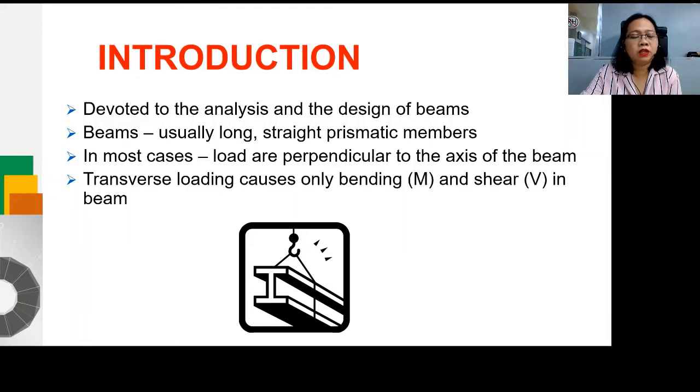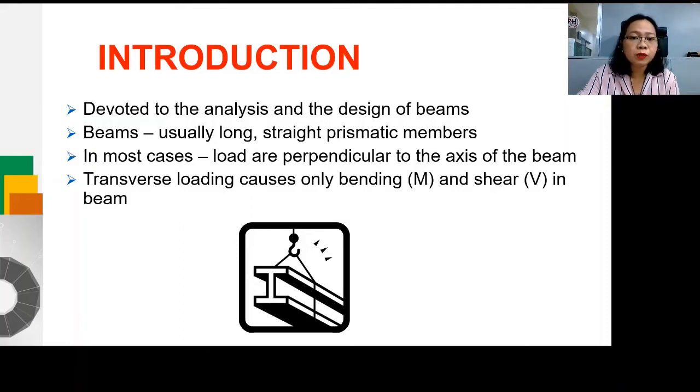So for the introduction, shear force and bending moment is devoted to the analysis and the design of beams. Beams are very important in almost all structures visible to the naked eye. For example, you see the building, even your house is made up of beams. So the beams are structural members nga horizontal siya. So ang vertical is column while those horizontal structures are beam.